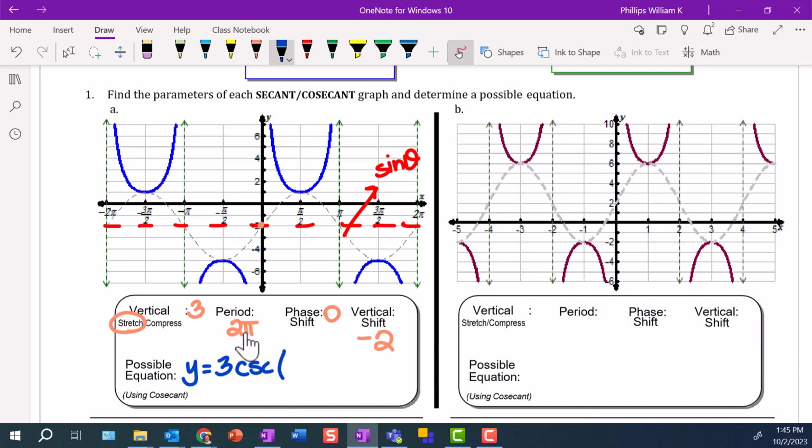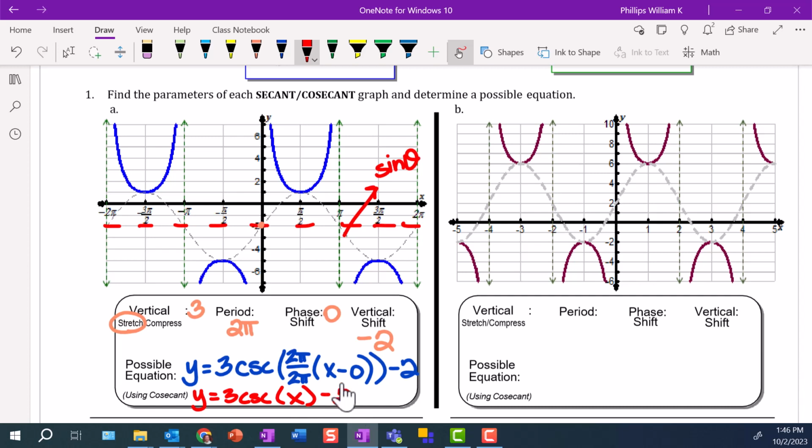Now, that's not the frequency. The frequency is 2 pi over the period. So here we could say 2 pi over 2 pi. And now we have x minus the phase shift of 0, and then apply our vertical shift. So if we wanted to simplify this, we could say y equals 3 cosecant x, you don't really have to say x minus 0, we could just say x here, minus 2. There we go. So it's no different than working with a sine graph.